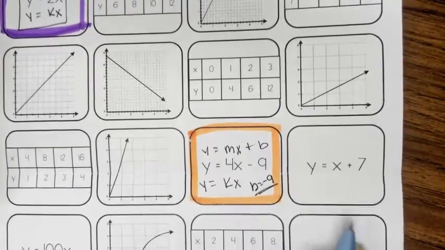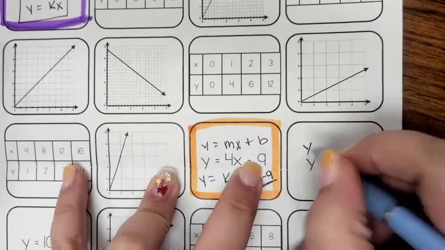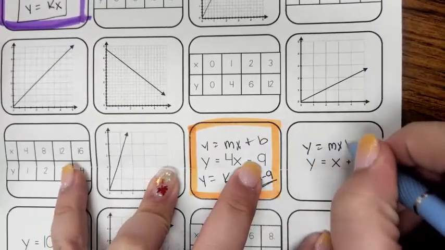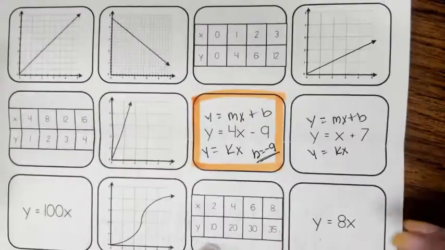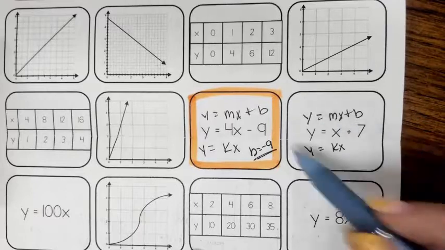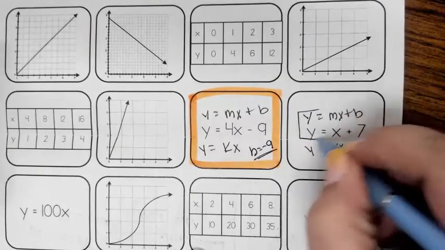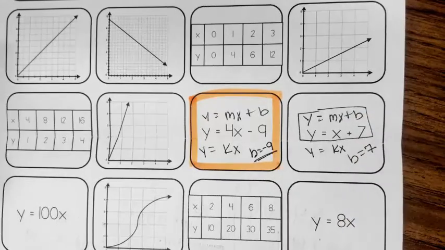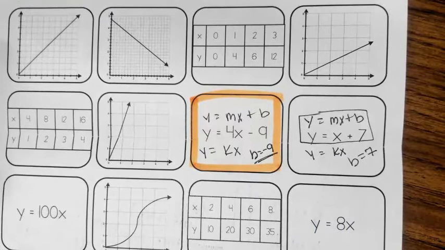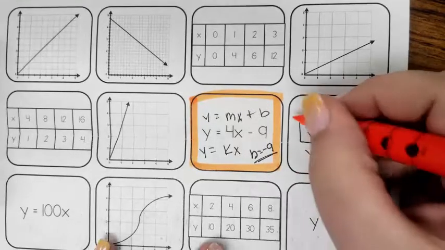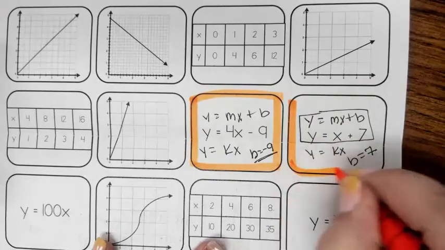Looking at the equation right by it, I'm comparing y equals mx plus b and y equals kx. This equation looks like mx plus b because b is 7. Since this looks like y equals mx plus b instead of y equals kx, this is proportional. Because the constant is 7 instead of 0, this is proportional.